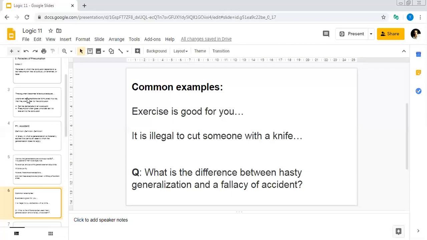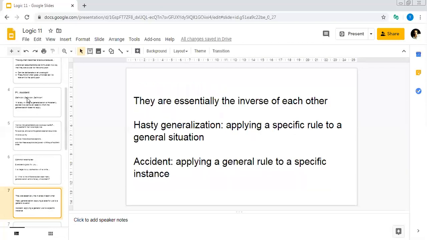So it was when we went from one particular case and we generalized and said that this is applicable to the entire class of things, right? But over here, in what we're doing in fallacy of accident, we're taking the entire class of things, something that is generally believed to be the case, and we're applying it to all the individual cases. Okay, so we're committing a fallacy of accident. So basically, they're essentially the inverse of each other. Again, I'll repeat, hasty generalization is applying a specific rule to a general situation, whereas in an accident, applying a general rule to a specific instance.